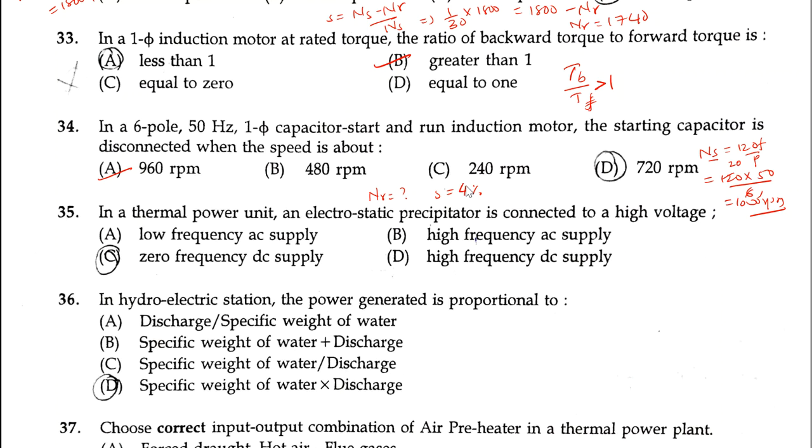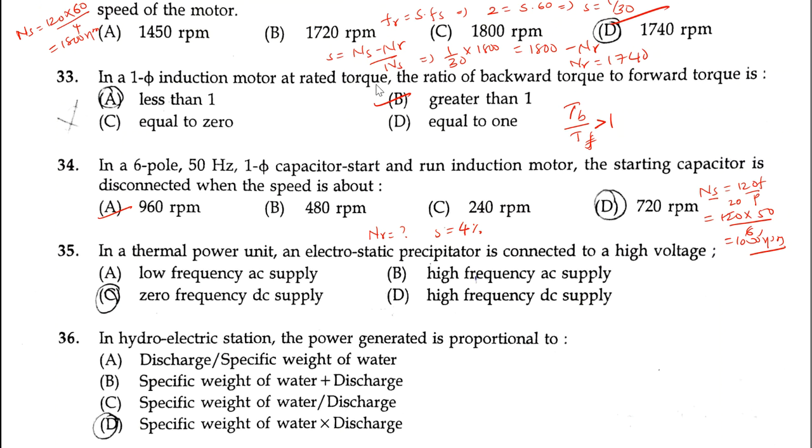As per this assumption, apply the same formula we discussed earlier with a slip of 4%: 4 by 100 is equal to (NS minus NR) by NS, where NS is 1000. Substitute this and you will get the answer as 960 RPM here. So the answer will be A.